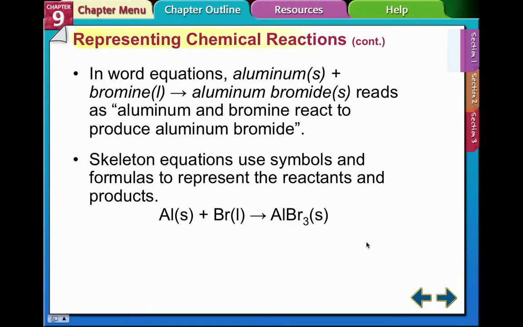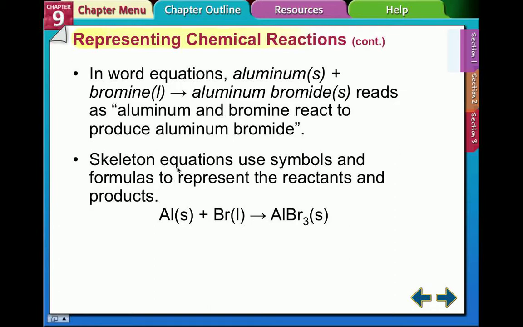Okay, in equations, you read it as the words just like you would read a sentence. So aluminum, okay, the S means that it is a solid. So aluminum plus bromine yields aluminum bromide. Okay, you can also read it as aluminum, which is a solid, plus bromine, which is a liquid, yields or produces aluminum bromide, which is a solid.